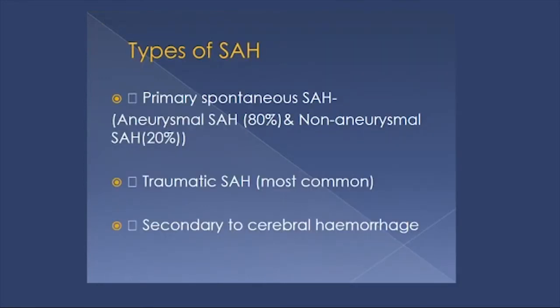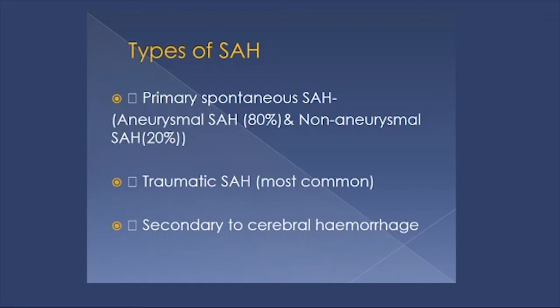So the commonest subarachnoid hemorrhage can be due to trauma, can be spontaneous or non-spontaneous, including due to trauma or secondary to cerebral hemorrhage. So you can get patients with cerebral hemorrhage with extension into the subarachnoid space. But the more common primary spontaneous subarachnoid hemorrhage is the aneurysmal subarachnoid hemorrhage, which is what we'll be talking about more in this discussion.